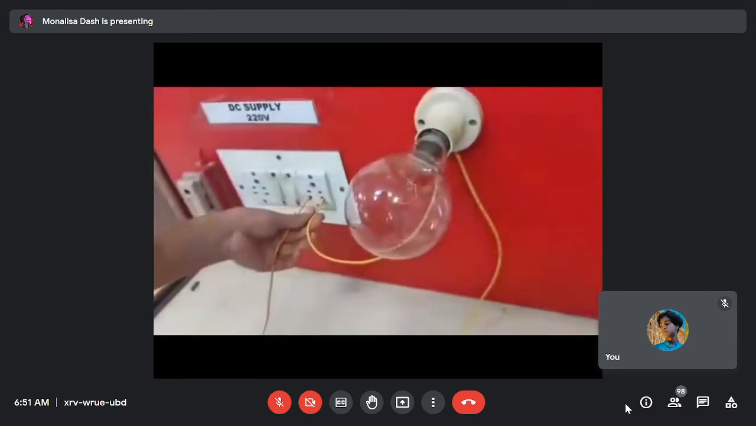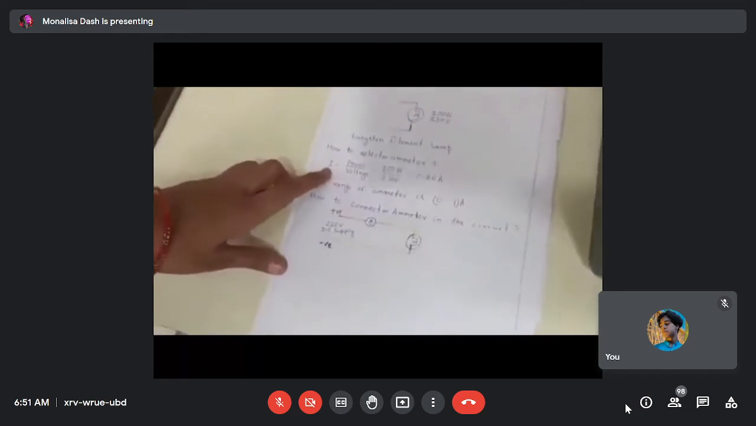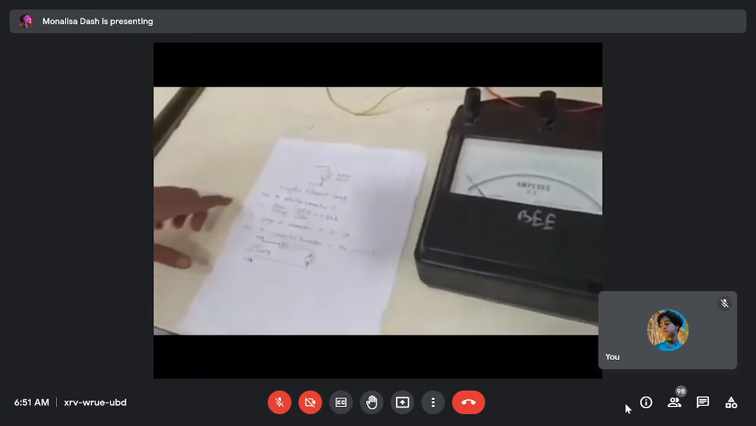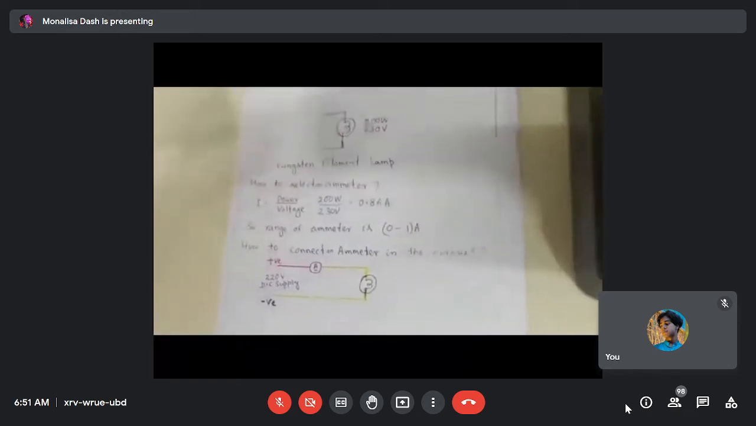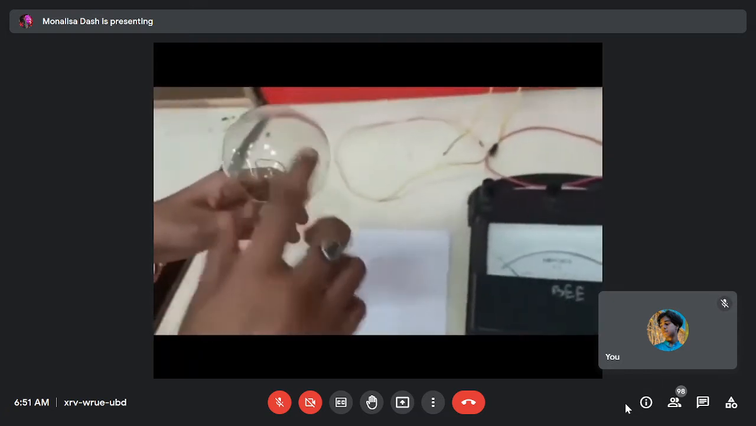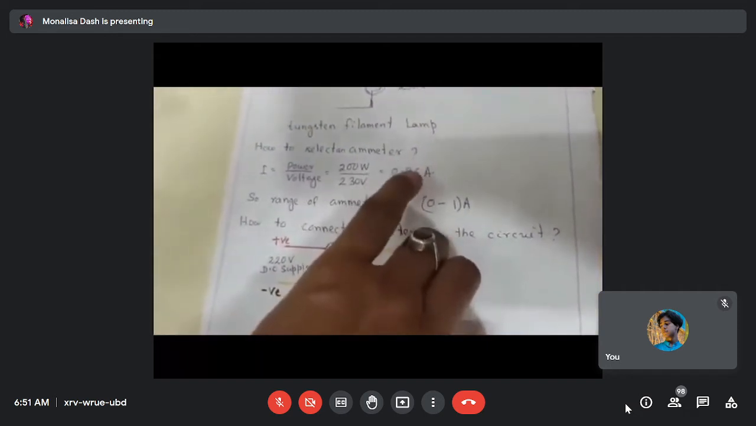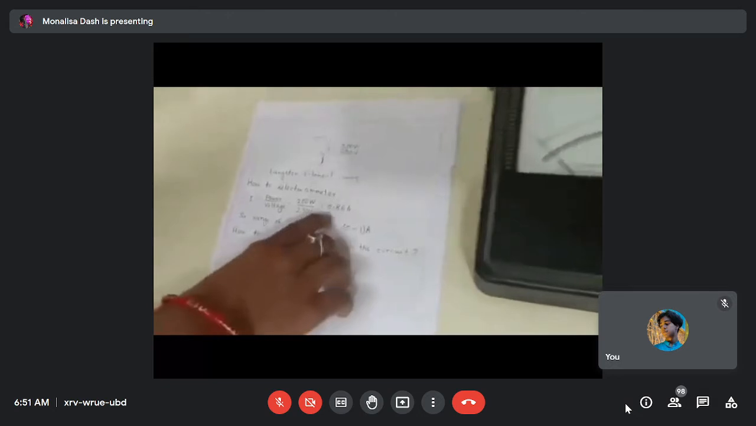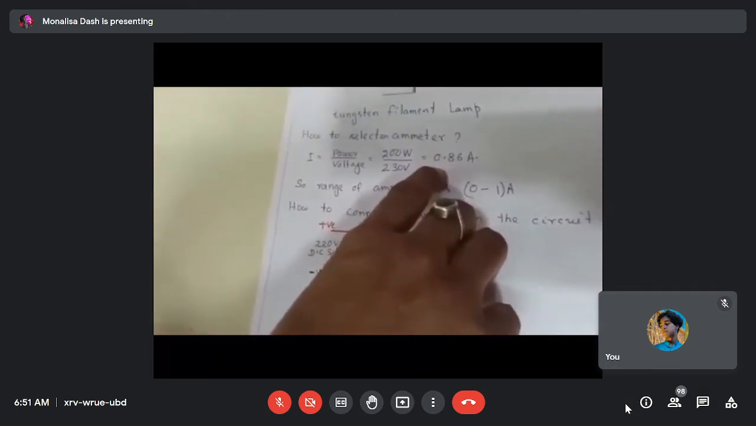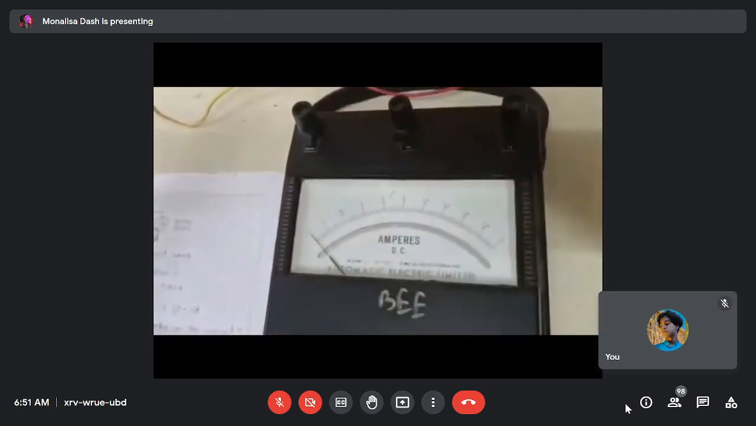How to choose an ammeter? Our formula is I equal to P by V. P means power, V means voltage. In that filament lamp, our wattage is 200 watt and 230 volt. That's why I equal to P by V, the maximum current flowing through this load is 0.86 ampere. Means the maximum current flowing through that circuit is 0.86 ampere. That's why we choose a 0 to 1 ampere ammeter.